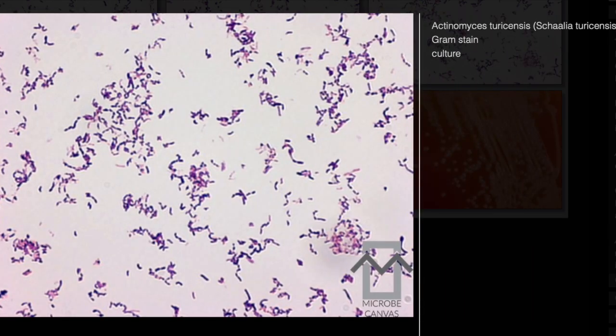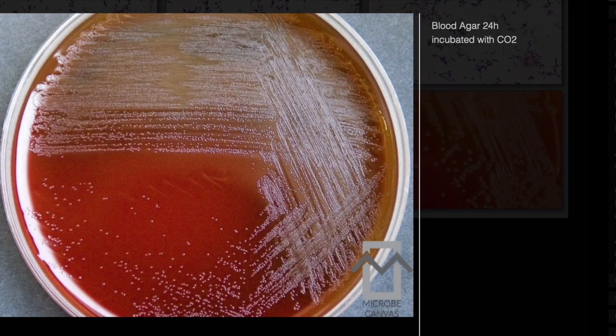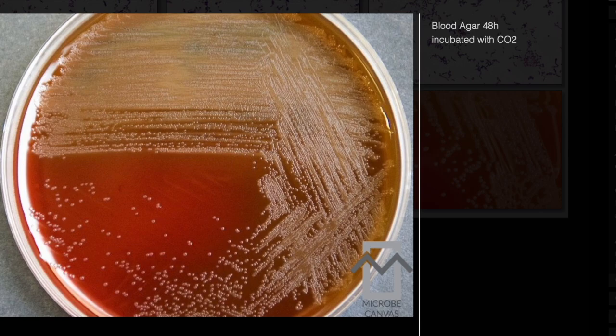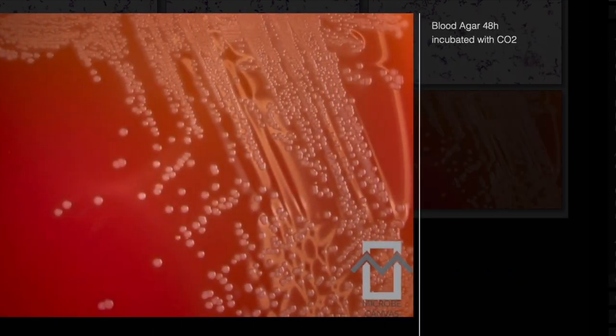in genital and urinary tracts Actinomyces turicensis may sway. Gram-positive rods, irregular in form, on blood agar gray colonies unfold, a facultative anaerobe, weathering the storm, in air or CO2. Actinomyces turicensis's story is told.